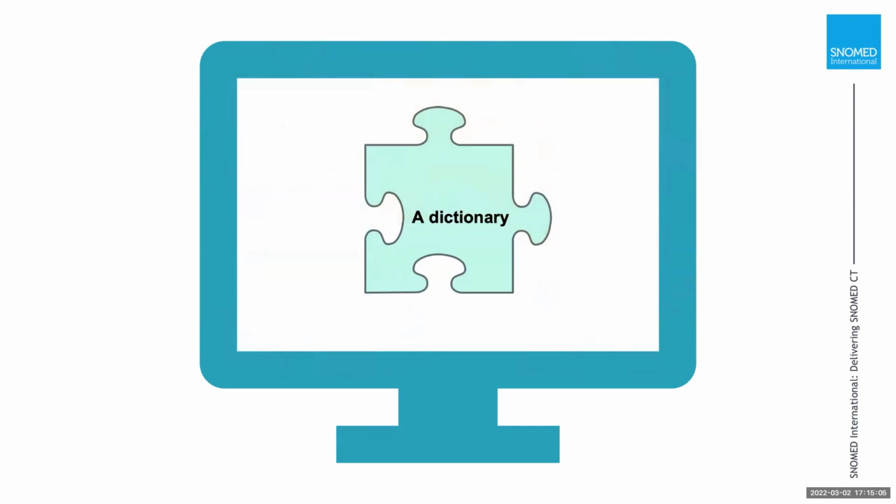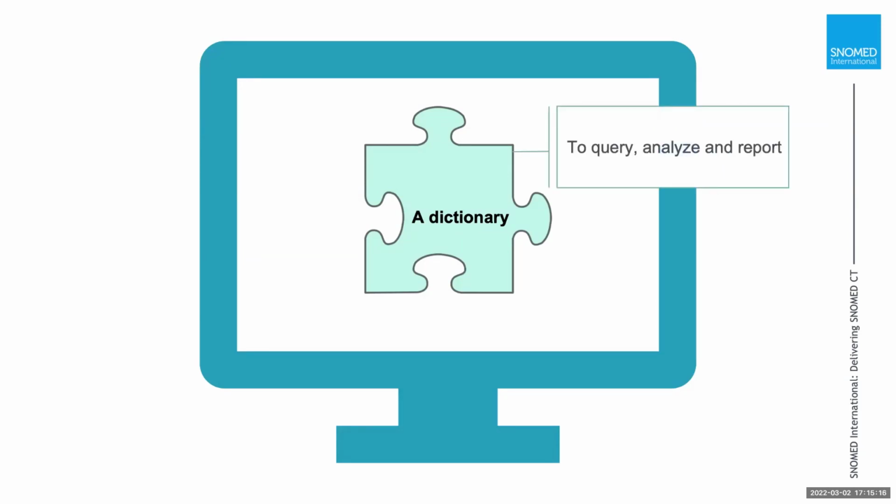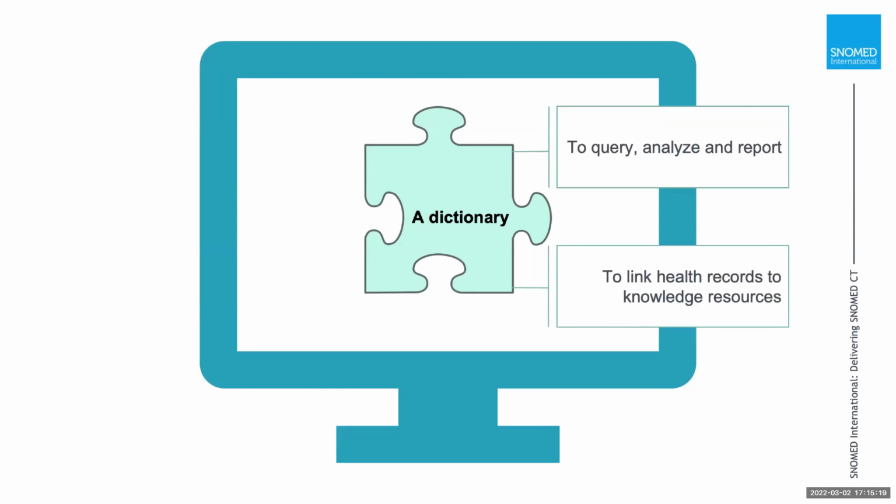Using SNOMED CT as a dictionary is probably one of the most advanced implementation approaches, because that is where you start to utilize the design features of SNOMED CT to query, to analyze, and to report. And also to link health records to knowledge resources. This could be documentation support, it could be decision support. So when you link your clinical data to some knowledge resources, that can be utilized to trigger alerts or to help the clinicians to make a proper decision.